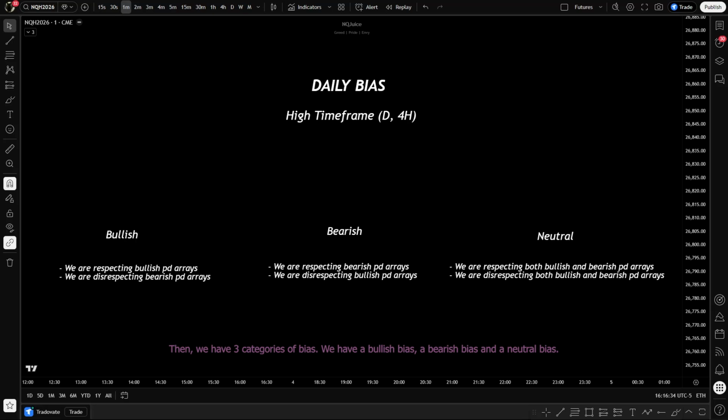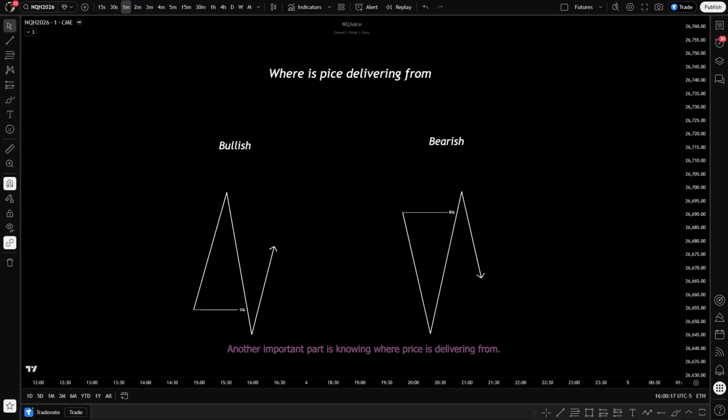Then, we have three categories of bias. We have a bullish bias, a bearish bias, and a neutral bias. Bullish bias comes from respecting bullish PD arrays and disrespecting bearish PD arrays. A bearish bias comes from respecting bearish PD arrays and disrespecting bullish PD arrays. And the neutral bias comes from respecting both bullish and bearish PD arrays and disrespecting both bullish and bearish PD arrays.